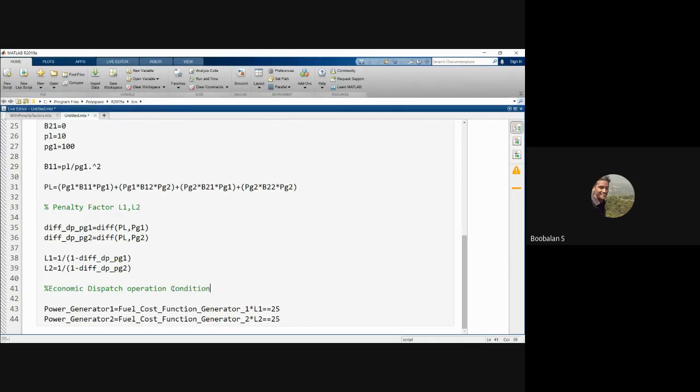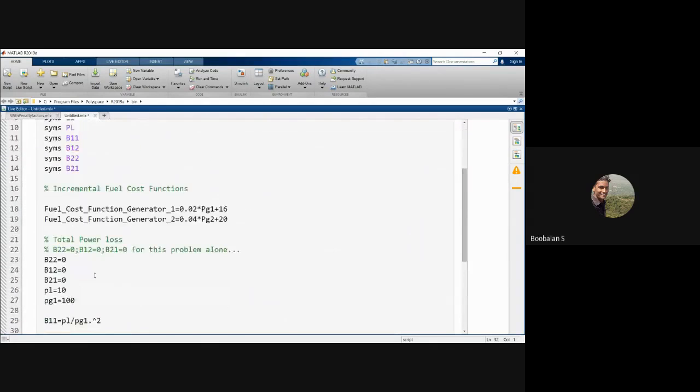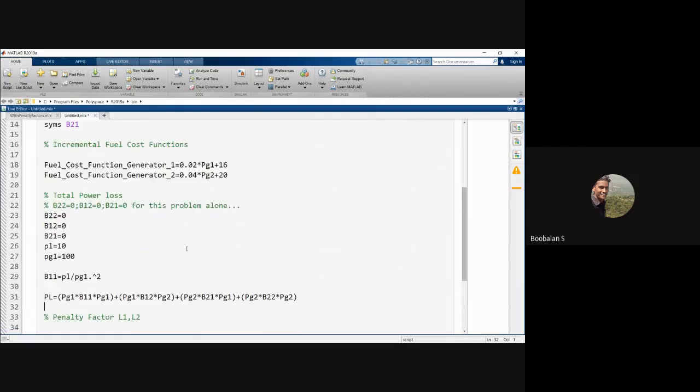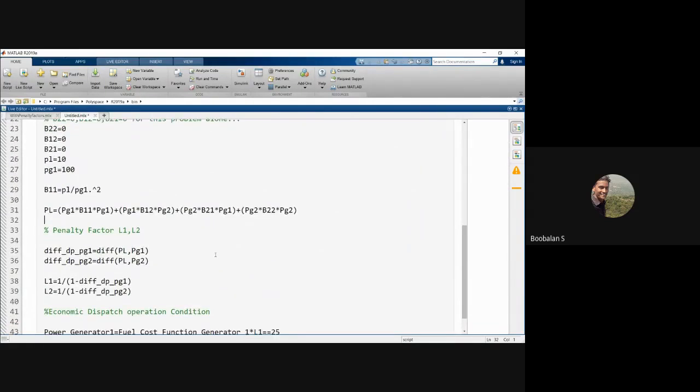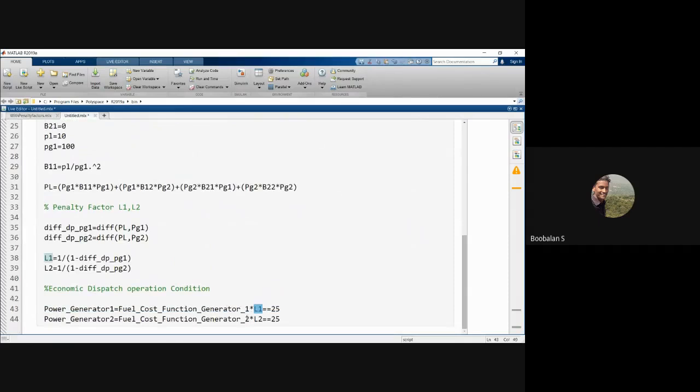The condition we just created over here is double equal to lambda. It is an economic dispatch constraint. In the fuel cost function, we took the incremental fuel cost that we already defined above, and we call that expression again into L1. L1 is the penalty factor which is associated with generator 1. In the same way, the incremental cost of generator 2 with its associated penalty factor.